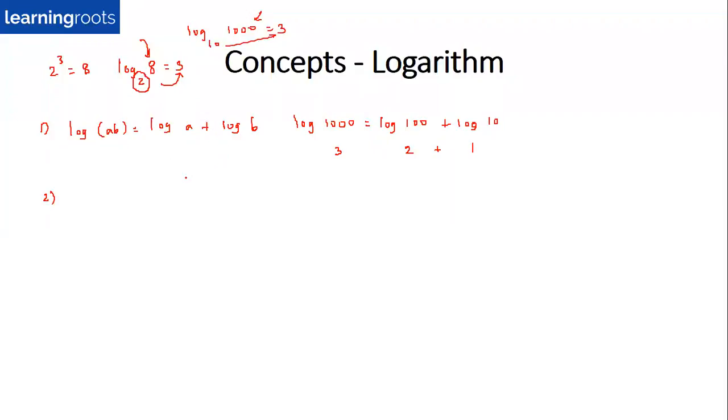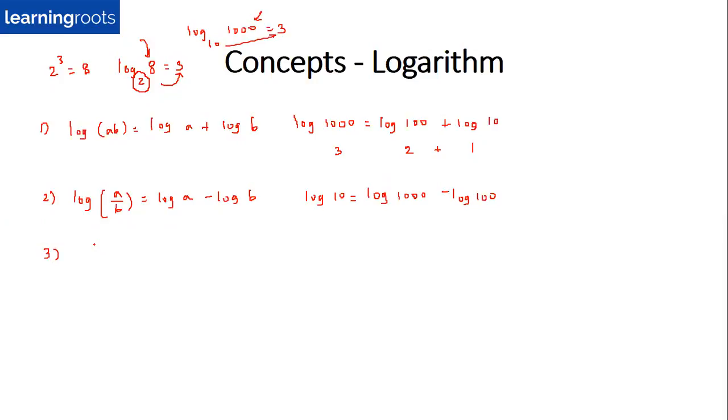So if you have multiplication inside the bracket in a log, then you can split it by putting an addition sign between the two logarithms. Now, if you have division, so if you have log of A by B, you can write this as log of A minus log of B. So, for example, log 10 can be written as log 1000 minus log 100. So 3 minus 2 is equal to 1.